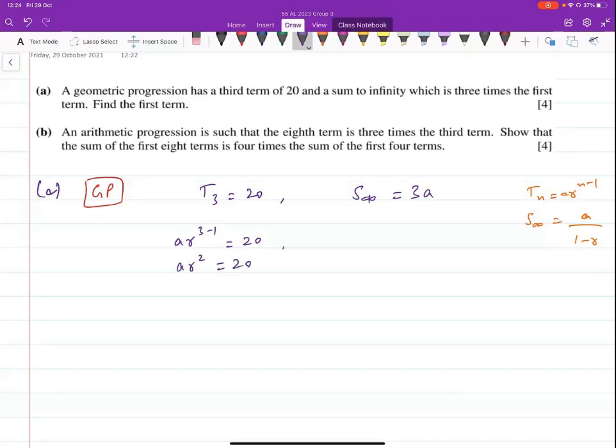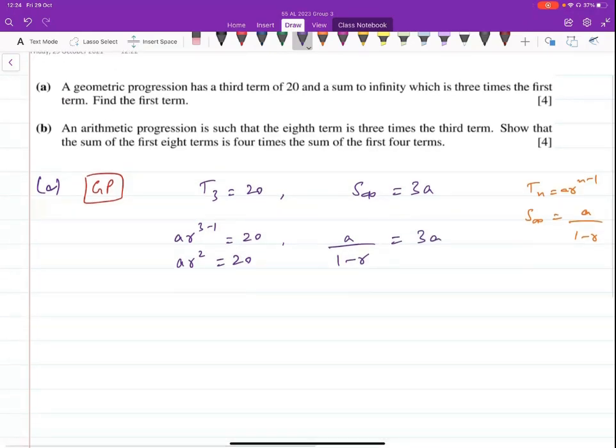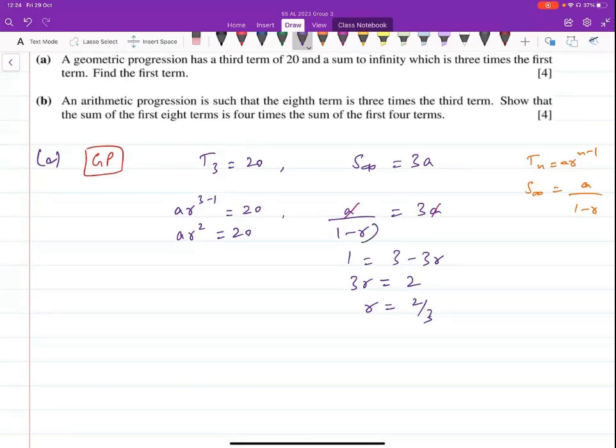From S infinity equals 3A, we get A over 1 minus R equal to 3 times A. Now again, the first term cannot be 0, so we can cancel this out. A और A cancel कर सकते हैं. That gives us 1 equals 3 minus 3R. 3R equals 2 and R equals 2 over 3. R की value 2 over 3 आ गई यहाँ से. I just cross multiplied. मैंने इसको जाके multiply कर दिया 3 के साथ. I got 3 minus 3R from there. Then I just simplified and I got the value of R.